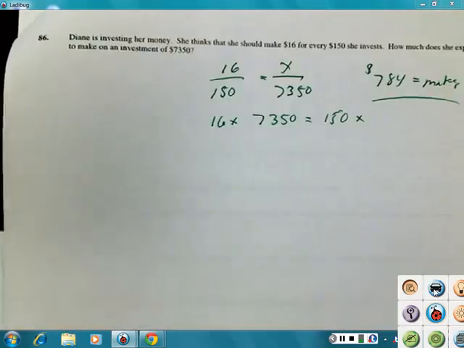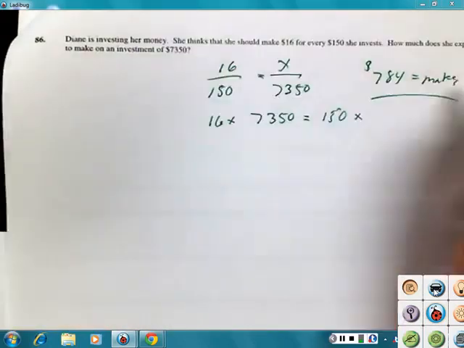Ooh, I need to make that much right about now. That would be nice, wouldn't it? But you got to have the 7,350 to invest.